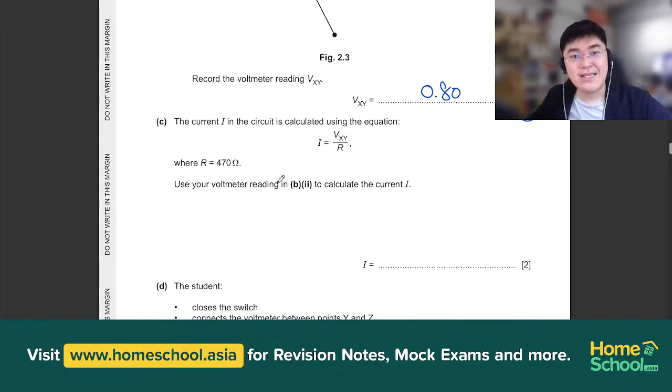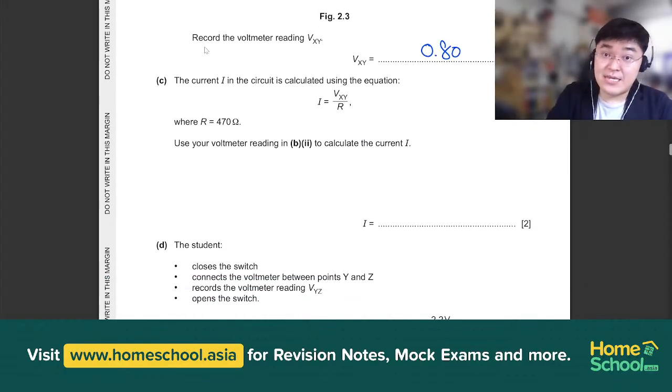All right, so let's move on to part C. Part C, the current in the circuit is calculated by this equation, I equals V over R. You guys know this: V equals IR. And when you rearrange the equation, you should get I equals V over R, where R is equal to 470 ohms. So we are to use our voltmeter reading in B part 2 to calculate the current I.